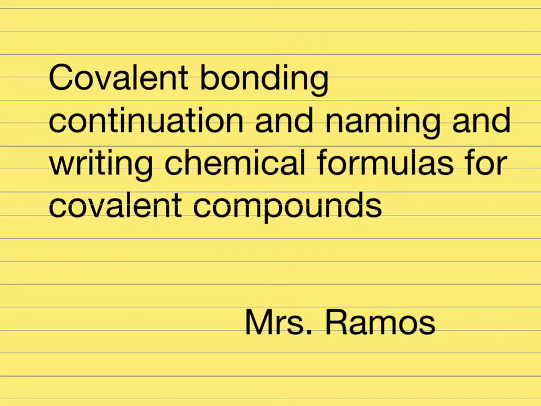And that's what we're going to do today. Today we're going to continue talking about covalent bonding, because remember that we were covering single bonding, or sigma bonds, and then we were covering double bonding. Remember, any multiple bonding is going to be composed of one sigma bond and the rest are going to be pi bonds. So today we're going to cover triple bonding, and then I'm going to show you how to name and write chemical formulas for covalent compounds.